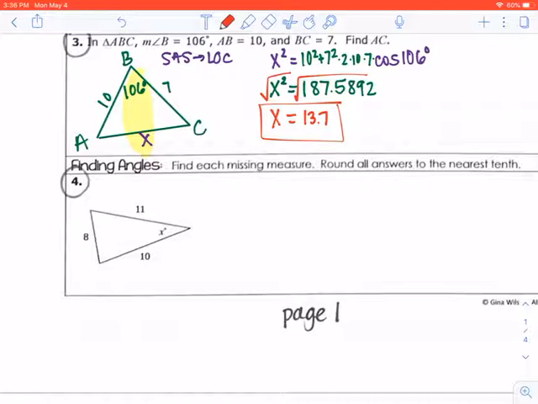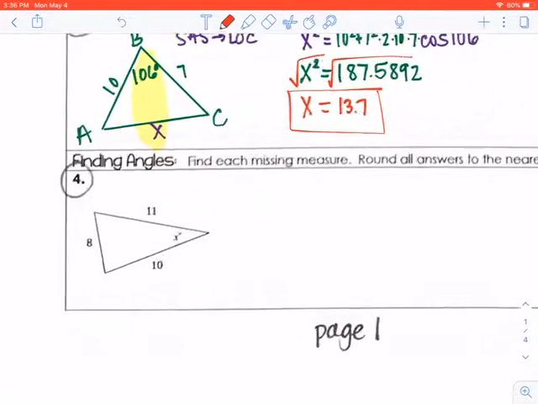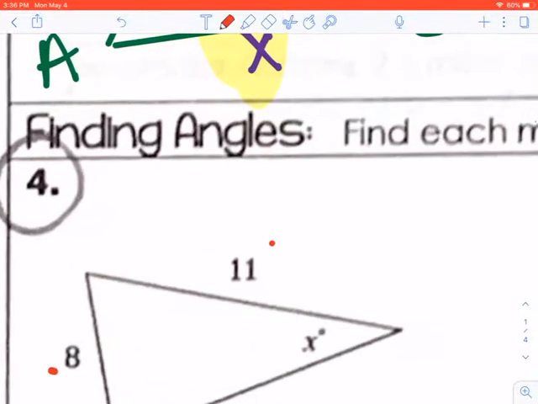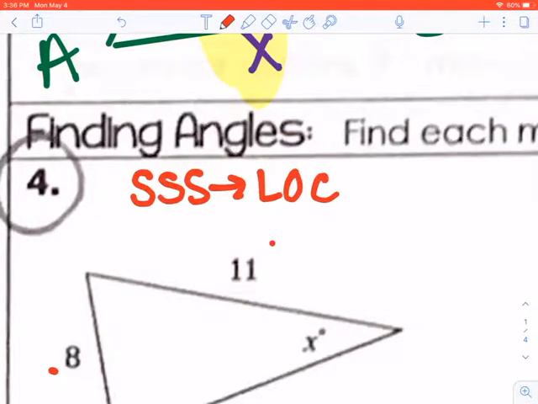Now, of course, it's not always that easy. Sometimes we have to find the angle, and it takes a little more math to find our angle, okay? Notice on this one, what they've given you is side, side, side: a side of 11, a side of 8, and a side of 10. So side, side, side is also one of those where you use law of cosines, okay?